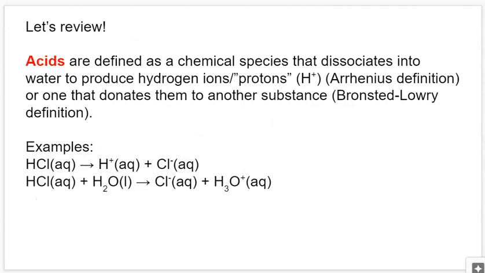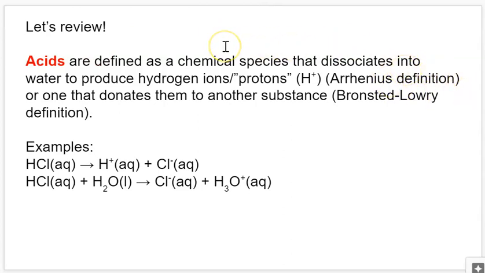So before we get into it, let's do a little bit of review. We covered briefly what acids and bases are in Unit 4, but that was a while ago, so let's talk about it again. Acids are defined as a chemical species that dissociates into water to produce hydrogen ions, also called protons, since hydrogen only has one electron, and if it's pulled away, all there is is a bare proton. And this is the Arrhenius definition of an acid.